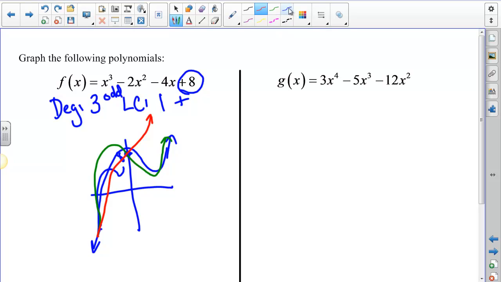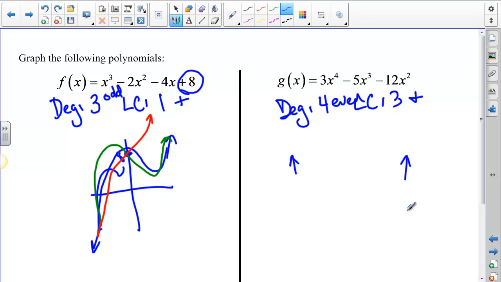Over here we have a degree of 4 and a leading coefficient of 3. And so I know this is even and I know this is positive, so I know it's going to be like a parabola. It's going to rise to the left and rise to the right. What happens in between? I don't know. I could have 3 turning points. I could have 4 zeros, but I don't know.